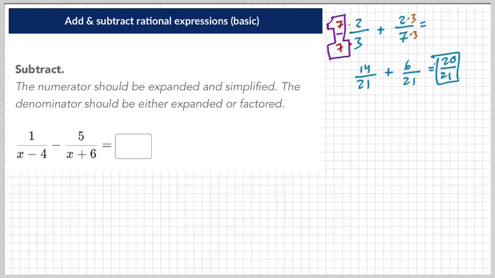Okay, so that's what we're going to have to do over here. We have to find common denominators and then add the numerators together. But those denominators look scary. That's x minus 4 and x plus 6. There's only one factor here. It's x minus 4, and there's only one factor in this guy.